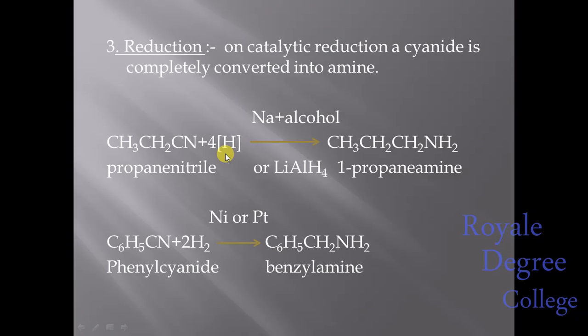Reduction means here we are writing 4 nascent hydrogen. Then what will happen here? In the case of propane nitrile, CN is there. From this side, this nitrogen is moving slightly. In place of that, to the carbon, the two hydrogens are going to attach there. And we are getting CH3, single bond CH2, CH2, then nitrogen. And to the nitrogen, the two more hydrogens remain attached. So NH2, CH3, CH2, CH2, NH2. It is named as 1-propanamine.